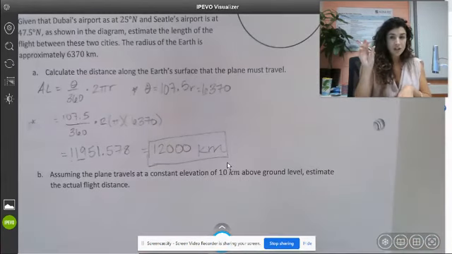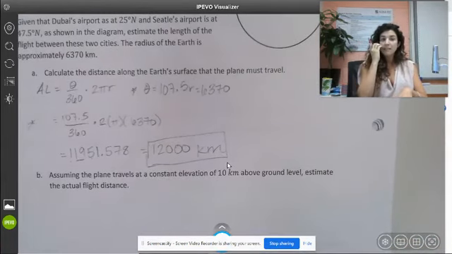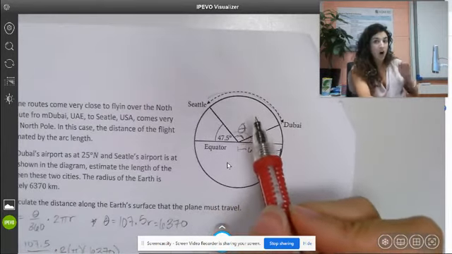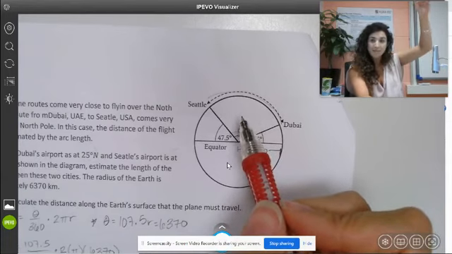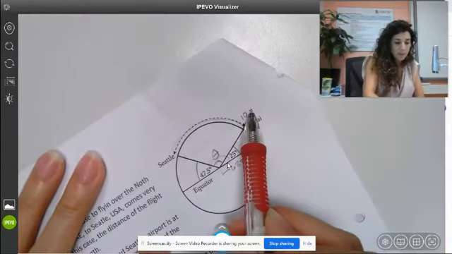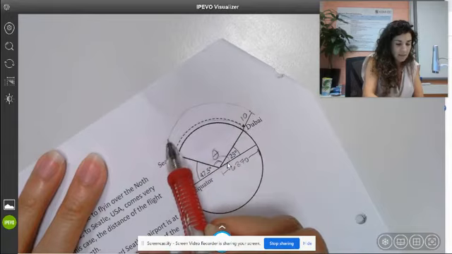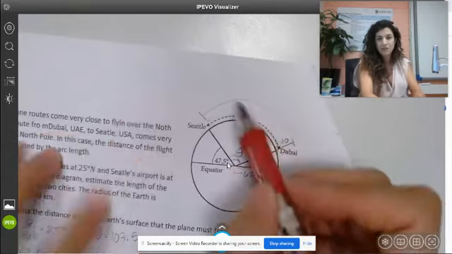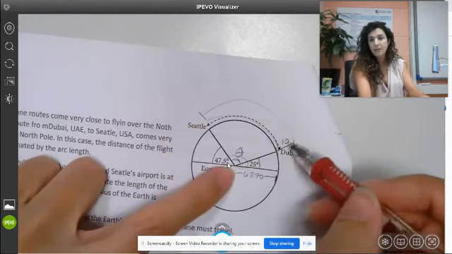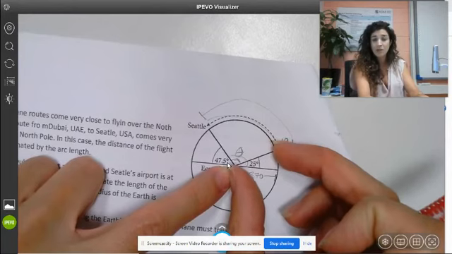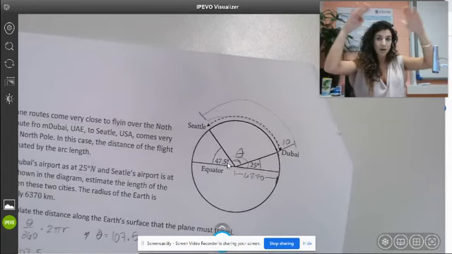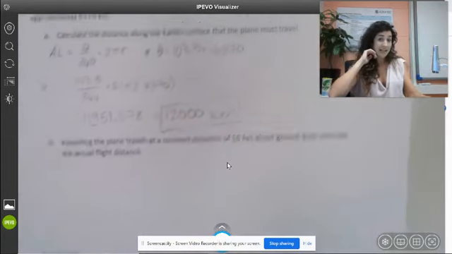Assuming that the plane travels at a constant elevation of 10 kilometers above ground level, estimate the actual flight distance. So this was just measuring the distance between these two cities at ground level, but planes are above ground level, which means that your radius is increased by 10, so your path is 10 kilometers above what that path is. So you can see here that the arc length is going to get longer as a result. Now, this is very disproportionate, right? If this is 6,370 and this is 10, it's a little disproportionate, but I want you to get the idea that since we're further up, the arc length is going to get bigger. So we're going to calculate that now.